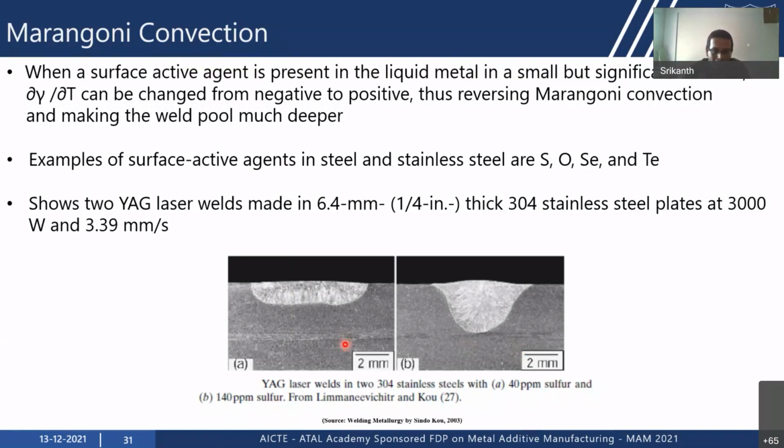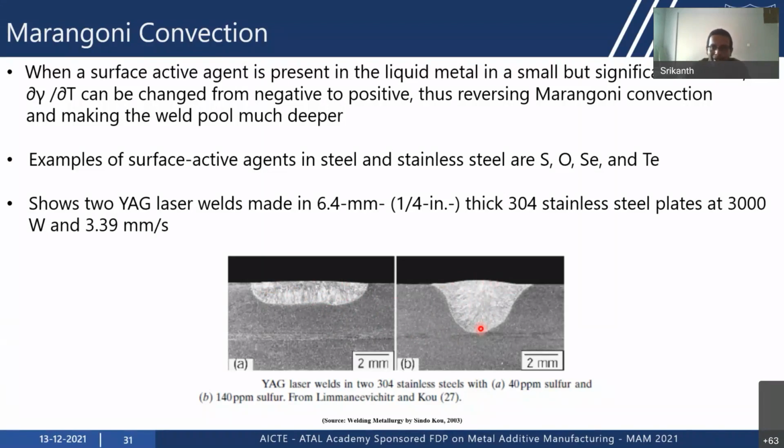Now let's look at an example here. These are two welds in 304 stainless steel. This is the case where the concentration of sulfur is 40 ppm, a low concentration of sulfur. And this is the case when the concentration of sulfur is 140 ppm. So you can clearly see that at very low concentration of surface active element, the molten pool is shallow and wide. At high concentration of surface active element, the molten pool is narrow but deep.